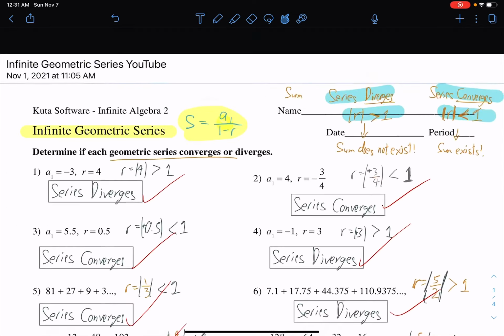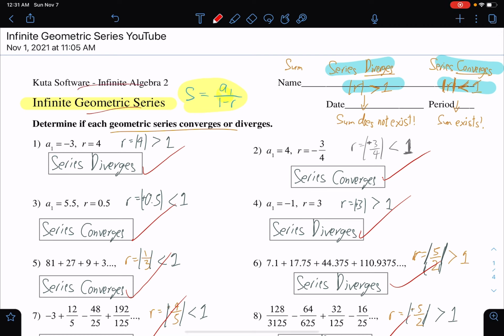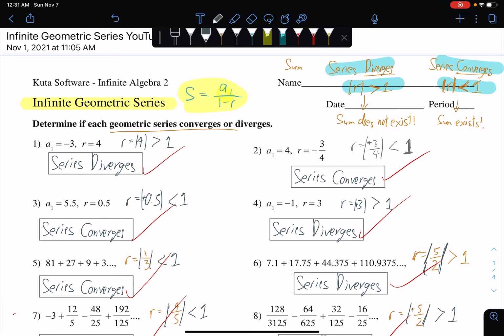This worksheet is available on the internet. You can just search it up, Infinite Geometric Series, Kuta Software, Infinite Algebra 2, and you could practice on your own. As a few math YouTubers say, practice is the only solution to success in your exams.